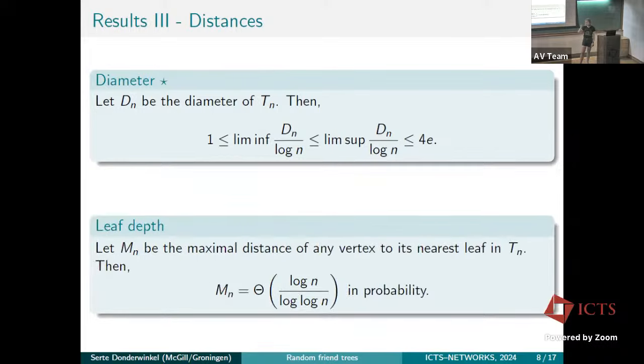The next result quantifies what I said about how every edge contains a hub, but temporarily there are small degree vertices next to each other. Because if you're a hub, you're very close to the nearest leaf. But actually there are vertices that are very far away from the nearest leaf. So we define the leaf depth as the maximal distance of any vertex to its nearest leaf. We take the maximum over all vertices in the tree of the distance to the nearest leaf. And then this distance grows like log n over log log n. And that's actually the same order as in the uniform attachment tree.